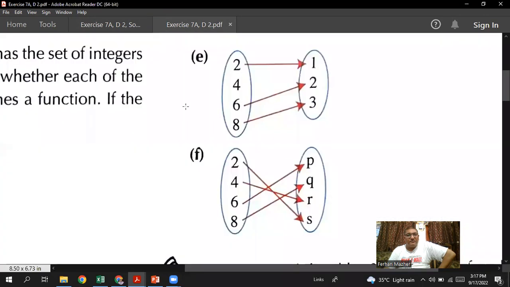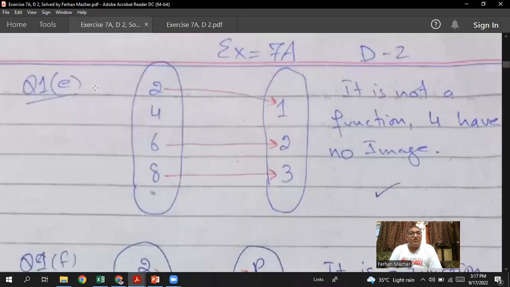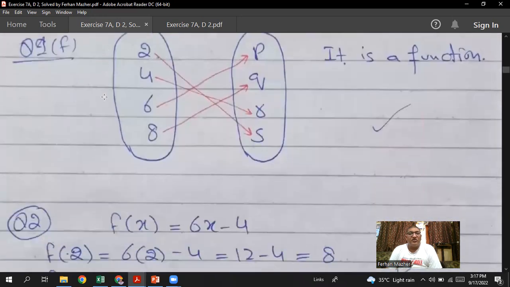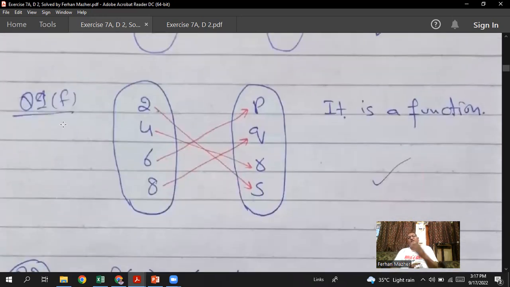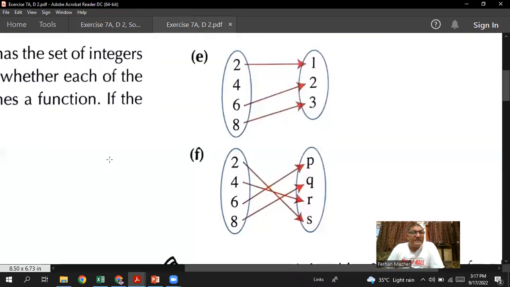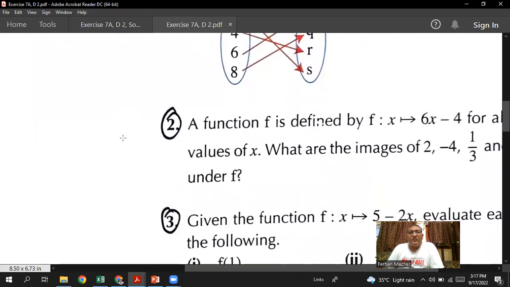Okay. F part: 2 has image S, 4 has image R, 6 has image P, 8 has image Q. So all the domain members have images. None of them has two images. So it's a function. I hope you understand how we have decided on these.